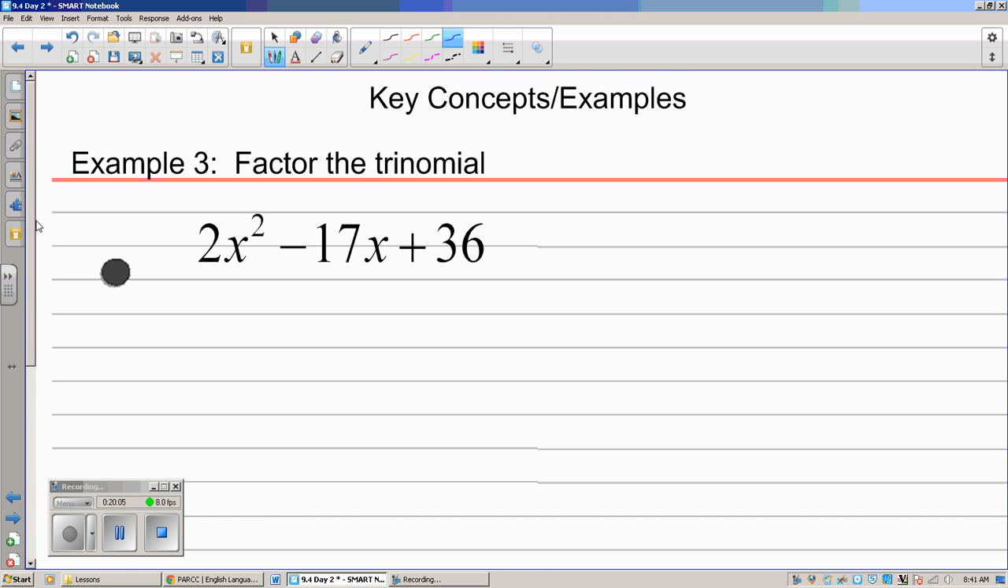Good. Let's go ahead, we've got one more example. So go ahead and try to factor this one out. Okay. So for this problem, I did the x.